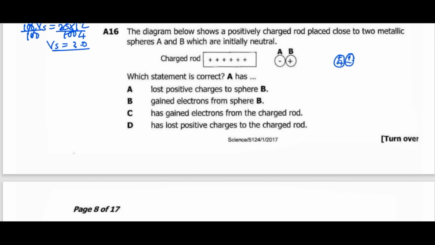Now, after this charged rod was brought closer to these two metal spheres, we can see that the charge on this one is positive.